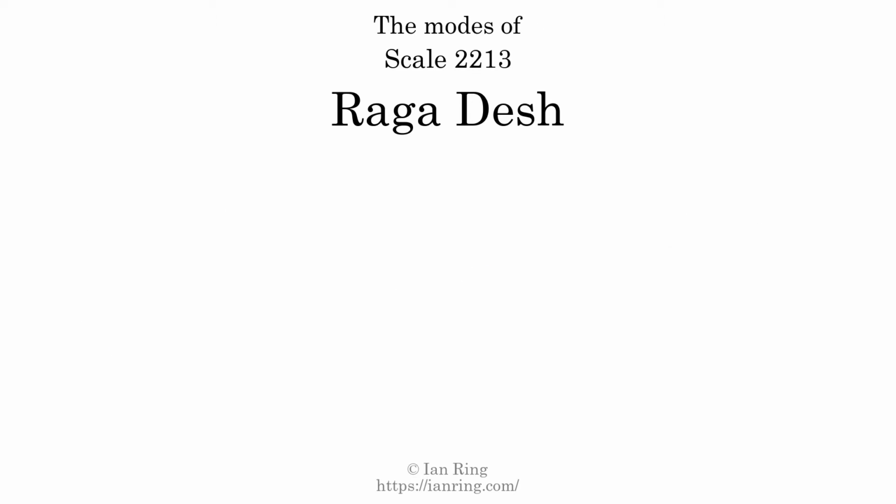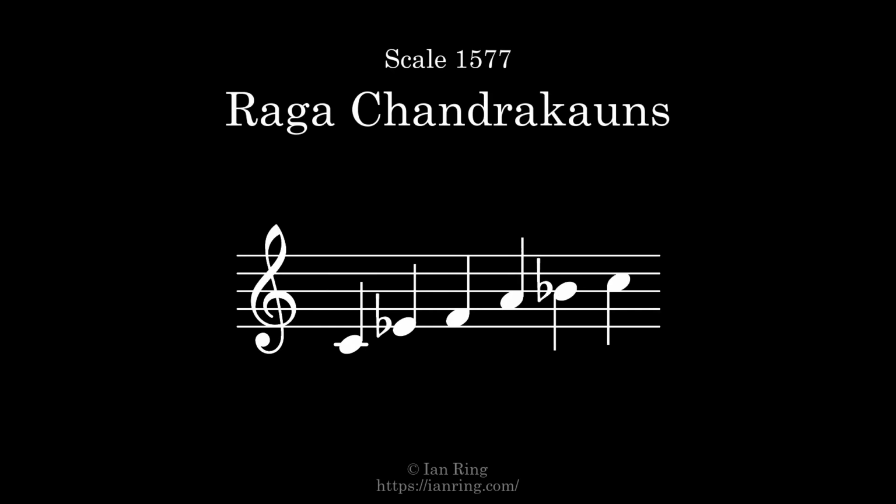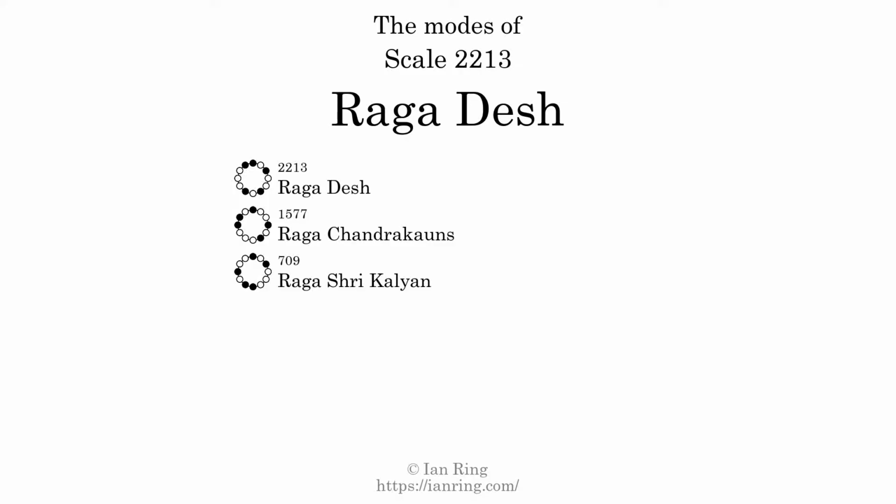This scale has 5 modes. The first mode is itself. The second mode is scale 1577, also known as Raga Chandrakans. It sounds like this. The third mode is scale 709, also known as Raga Shri Kalayan. It sounds like this.